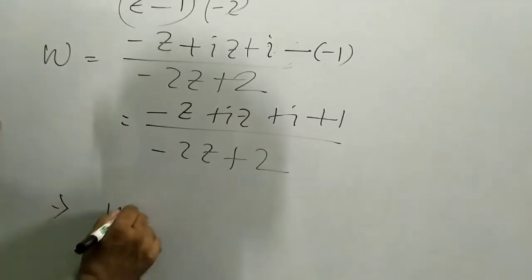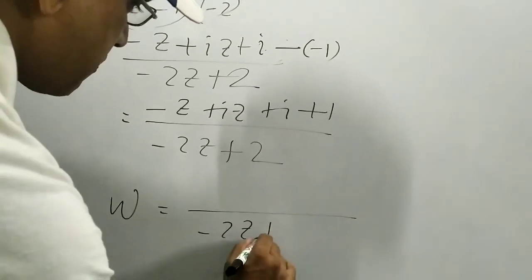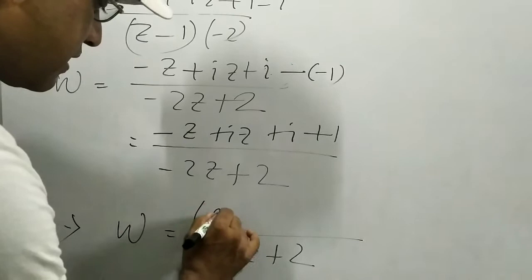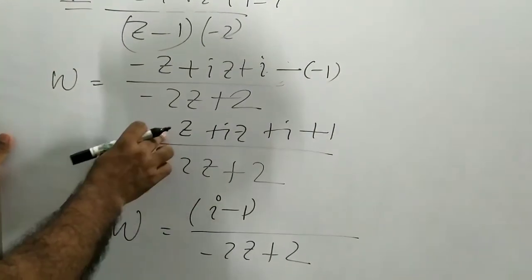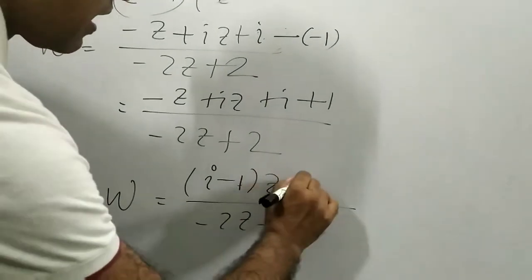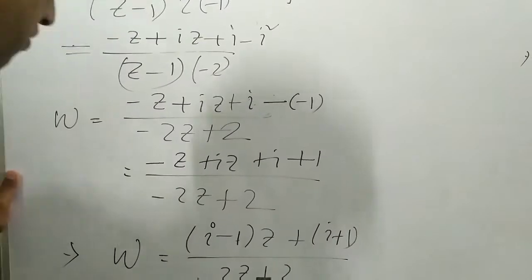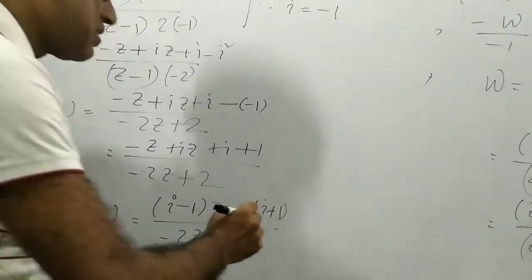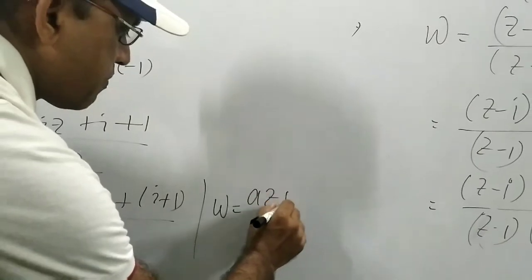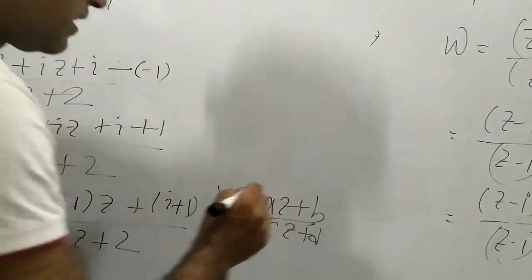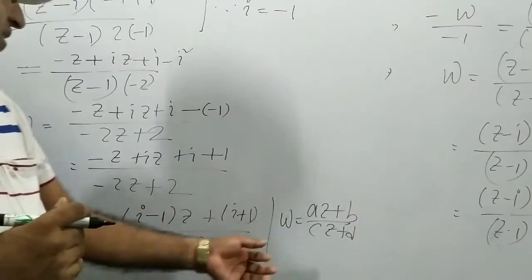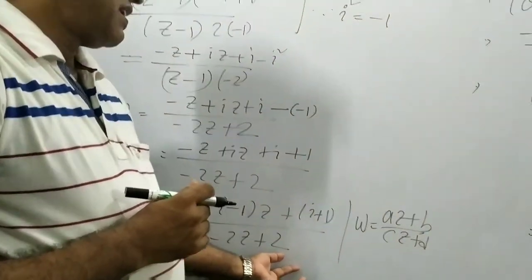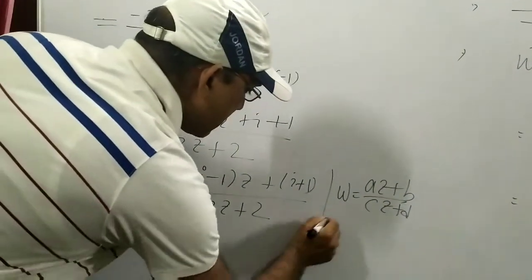So W equals, with the denominator minus 2Z plus 2, and in the numerator taking Z common from the first two terms, (i minus 1)Z plus (i plus 1). So we get W equal to (AZ plus B) by (CZ plus D), because we know this is our bilinear transformation. So this is our answer.